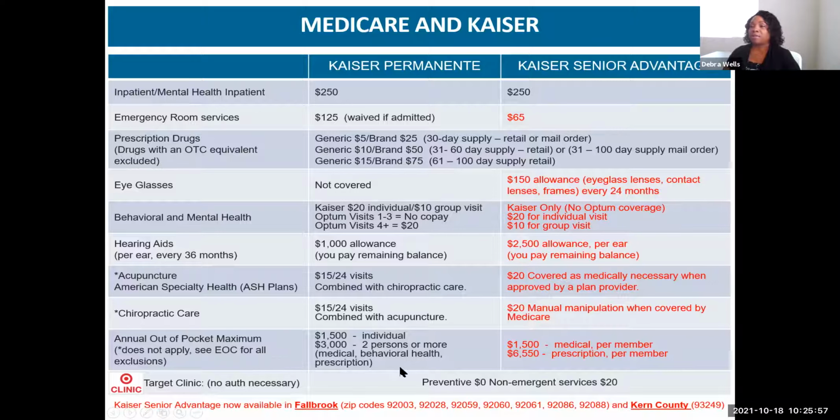And your out-of-pocket maximum for the year was once $1,500 for medical, behavioral health, and prescription. When you age into Medicare, it's $1,500 for medical and behavioral health only, but your prescription has a separate out-of-pocket maximum. You will still have access to Target clinics, and a new benefit in 2021 is Kaiser Senior Advantage is now available in the Fallbrook area and Kern County area.